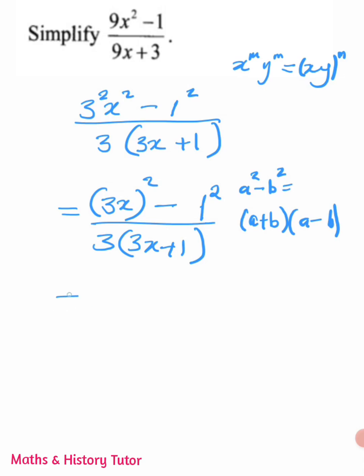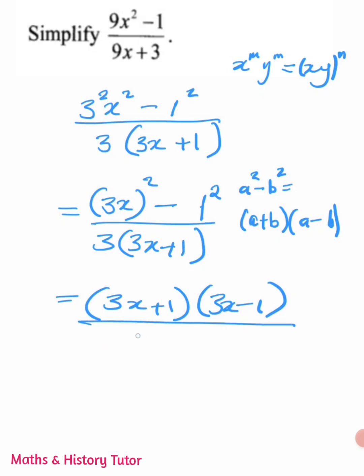So to simplify or factorize the top, I'm going to have 3x plus 1, then I have 3x minus 1 there. This whole thing is over 3, open bracket, 3x plus 1. Okay, so once I simplify this to this stage, then the only thing remaining now is for me to observe that 3x minus 1 is present both in the numerator and in the denominator there.